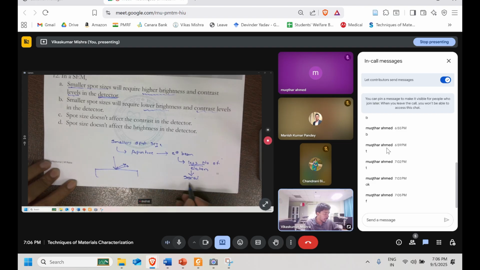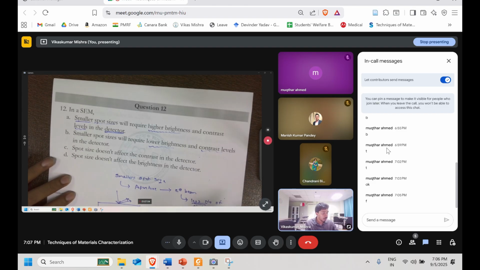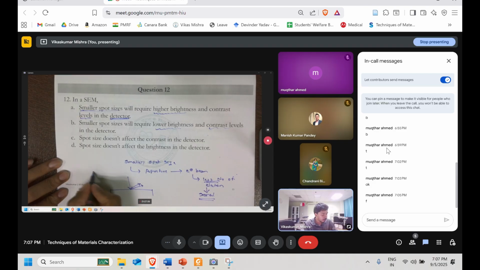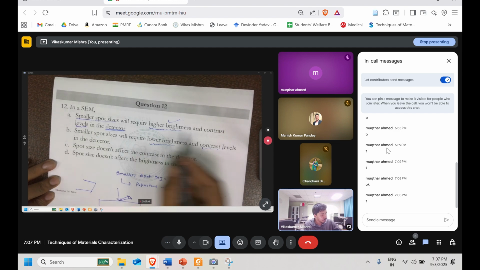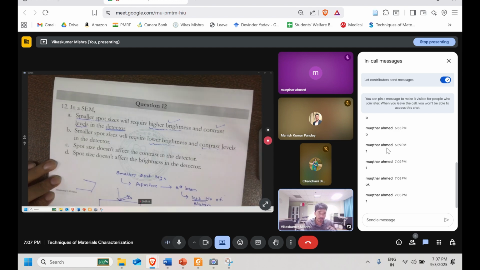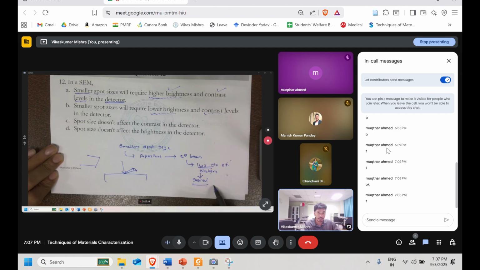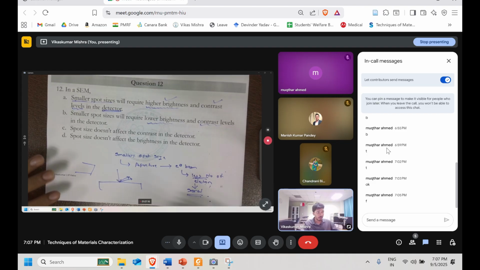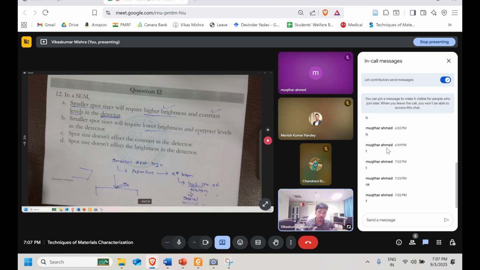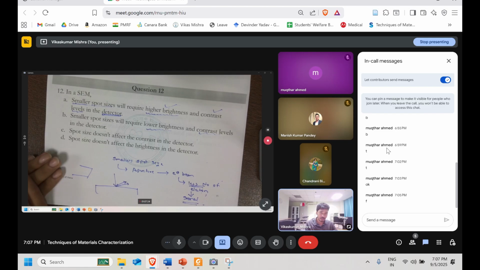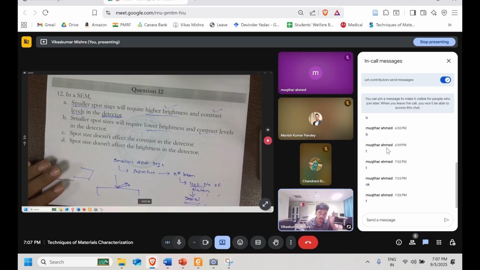So now if you want to detect this, your detector should be in the higher brightness and higher contrast mode. Then only you will be able to see these images. But if it is in low brightness, low contrast, everything will be dark. It means that it should be more sensitive toward the incoming signal, SE signal or BSE signal.